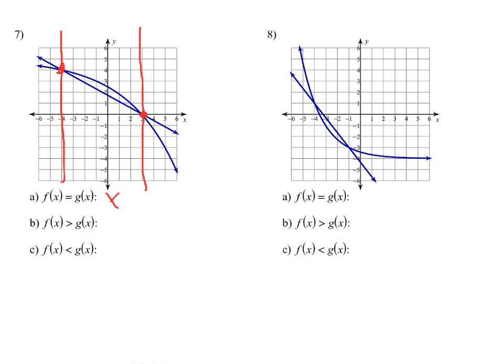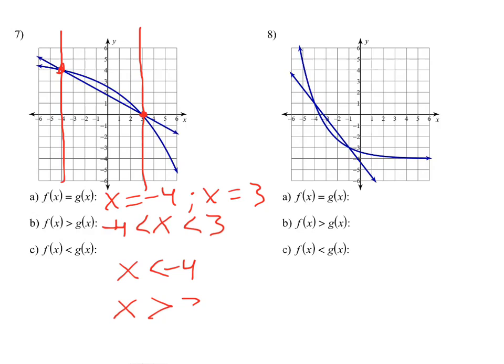That's where x is -4 and where x is 3. And right here in the middle, the exponential is greater, so that'd be the section for b, where x is between -4 and 3. To the outside, meaning where x is less than -4 and where x is greater than 3, is the section where the exponential, the curved one, is down below the linear one.